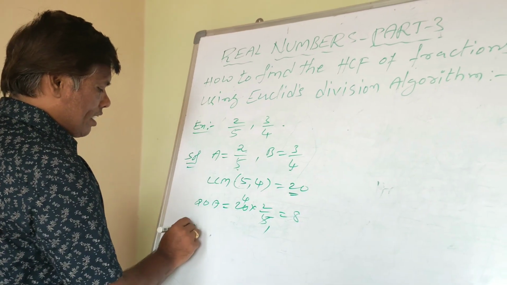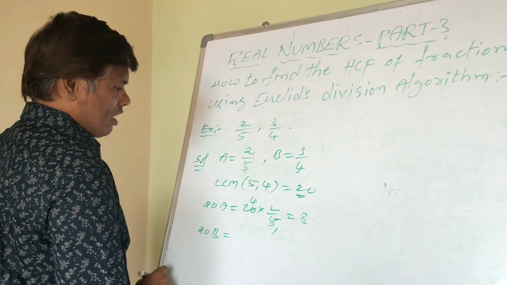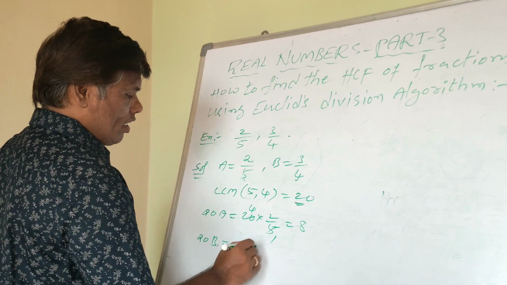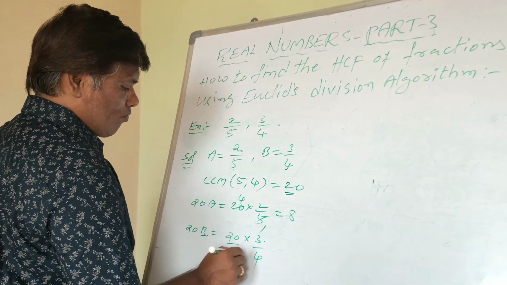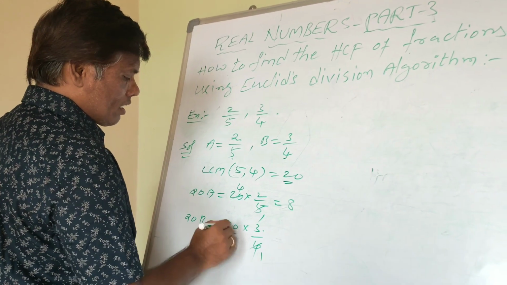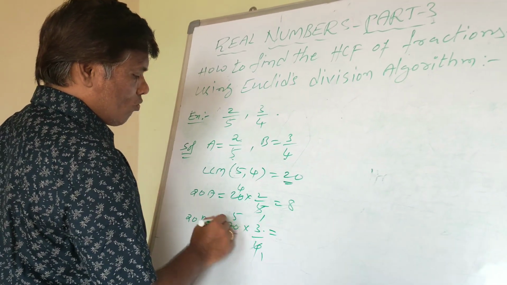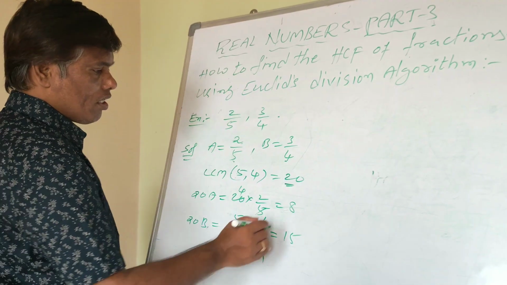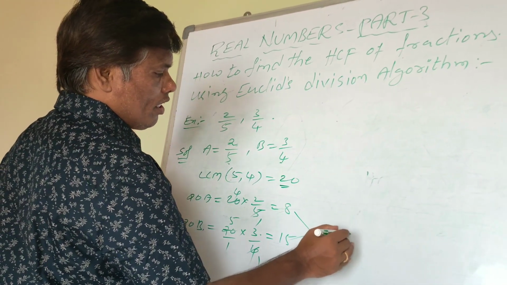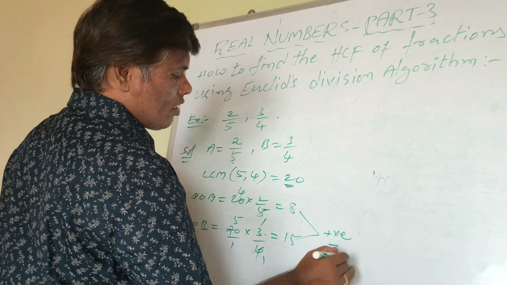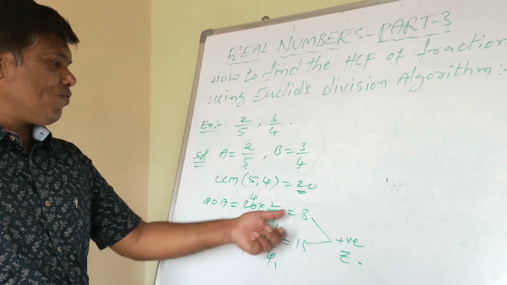Similarly, the second number B also I will multiply by 20. So 20 into B, where B is equal to 3 by 4. Here 4 is in the denominator and 20 is in the numerator, so we can cancel: 4 ones are 4, 4 fives are 20. So 5 threes are 15. These numbers we get are integers, positive integers, belonging to Z: 8 comma 15.